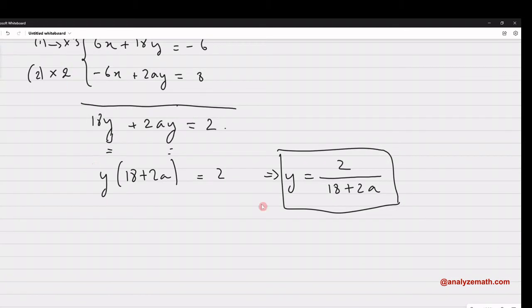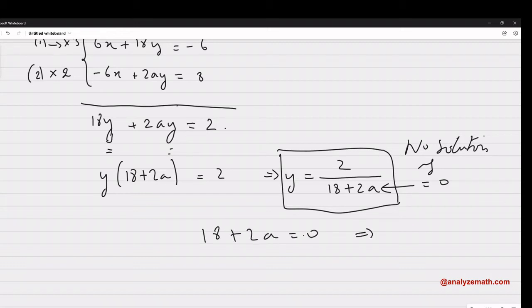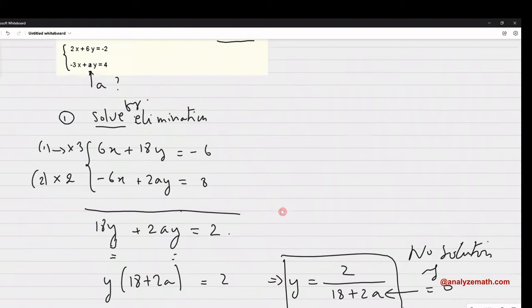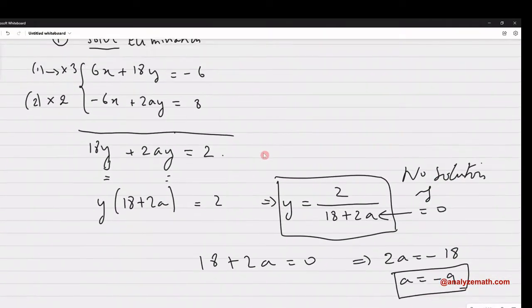Now when do you think this solution will have no meaning? It won't be a real number. Now we have a division here, so if this quantity is equal to 0, we cannot find the solution. No solution if this quantity equal to 0. So 18 plus 2a, we solve it, equal to 0, and that gives me 2a equal negative 18 and a equal to negative 9. So for what value does this system of equations have no solution? For a equal to negative 9.